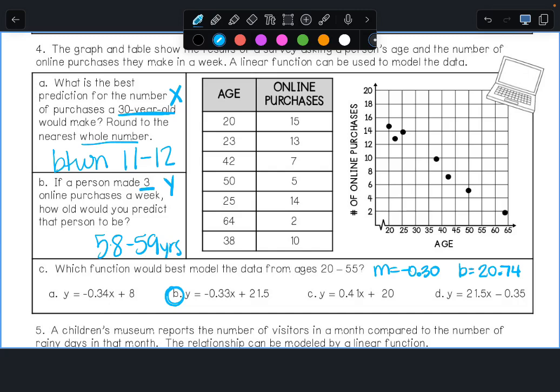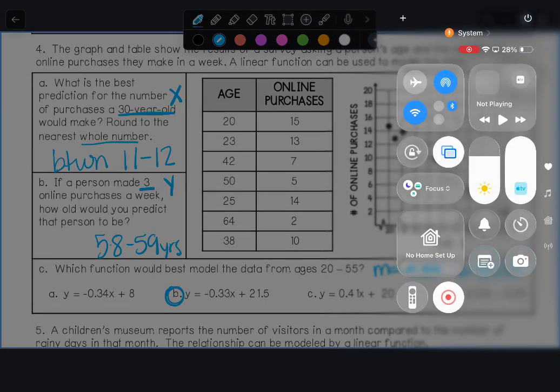All right, number 5. I'm going to leave that one as a bell ringer. Oh, so that means do it right now, miss? No, I'm about to give you the assignment.